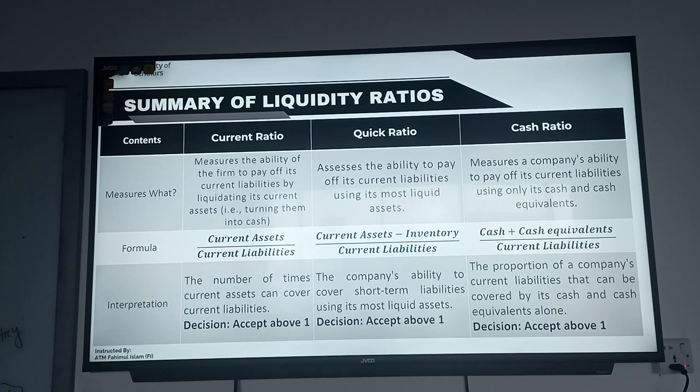So let's move on to the cash ratio, which is the most conservative liquidity ratio. It measures a company's ability to pay off its current liabilities using only its cash and cash equivalents. I'm repeating, only cash and cash equivalents will be used to pay off its current liabilities. So the equation will be cash plus cash equivalents divided by current liabilities.